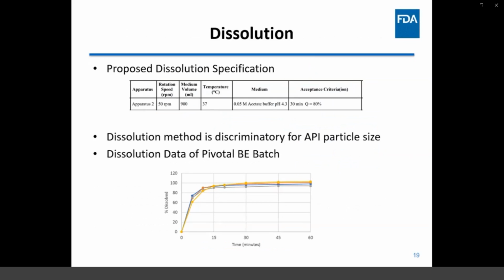On this slide, I just show some dissolution data and show that the dissolution method was discriminatory for the API particle size, and we could assume that that is a CBA, and since it's controlled at the particle size level, they had a 3-tier specification. We were able to set an appropriate dissolution method for this drug product.